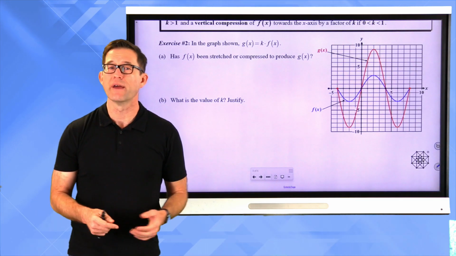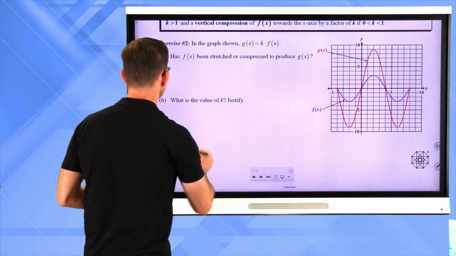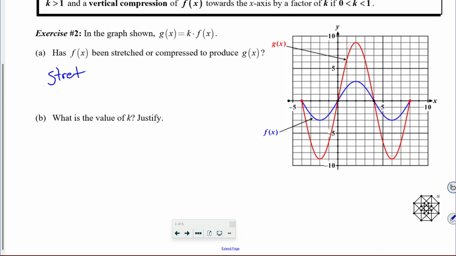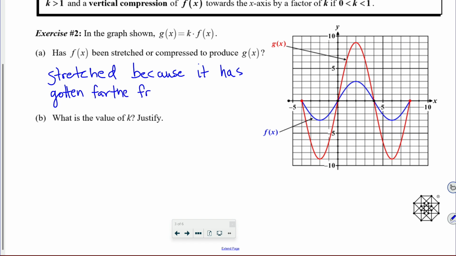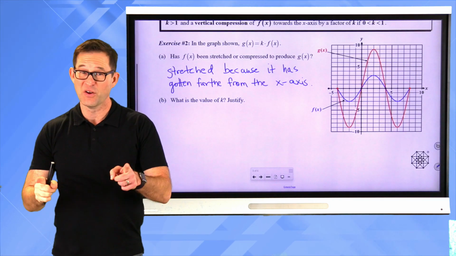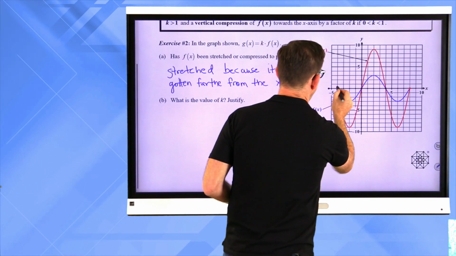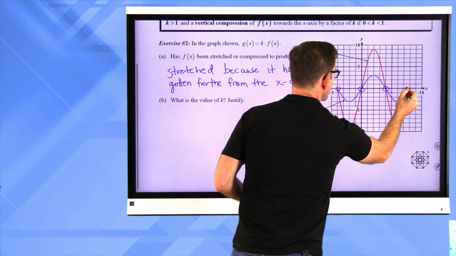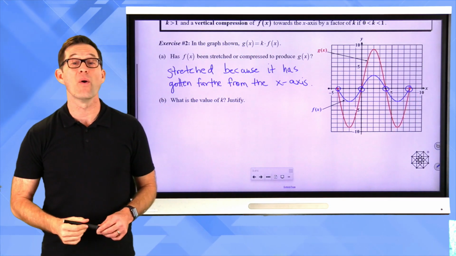Well, it's been stretched, right? Because it's gotten farther away from the x-axis. Stretched because it has gotten farther from the x-axis. By the way, before we go on and answer B, notice just what we saw in the last part of the last problem. All of the x-intercepts of f of x didn't go anywhere.